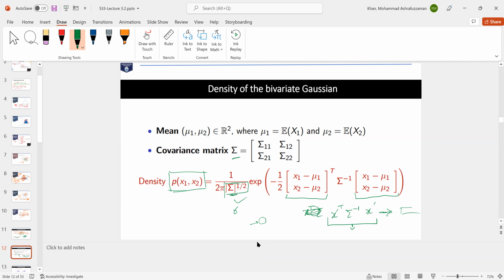So in this case, the inverse of the covariance matrix will contain the coefficient values for different quadratic terms of x. So we'll have quadratic terms like x1 square, x1 x2, x2 square, all these quadratic terms. And the inverse of the covariance matrix will hold the coefficient values for these different terms.